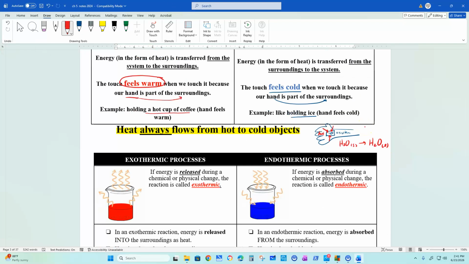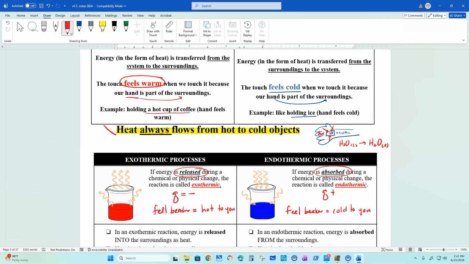Okay, so in a chemical reaction, exothermic, the energy is released. In an exothermic reaction, that's where our Q will be negative. So when you feel that beaker, it's going to feel hot to you. Because remember, your hand is part of the surroundings. If it was an endothermic process, we're going to absorb heat. So that means when you feel the beaker, it's going to feel cold to you. Okay? Because all the heat is coming in.